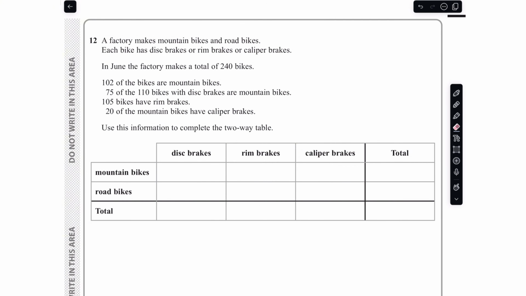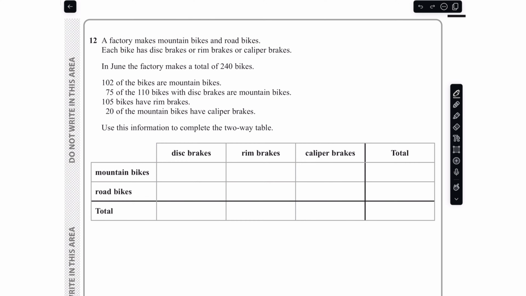In question 12, we are told that a factory makes mountain bikes and road bikes. Each bike has disc brakes or rim brakes or caliper brakes. In June, the factory makes a total of 240 bikes. 102 of the bikes are mountain bikes. 75 of the 110 bikes with disc brakes are mountain bikes, and 105 bikes have rim brakes. 20 of the mountain bikes have caliper brakes. Use this information to complete the two-way table.